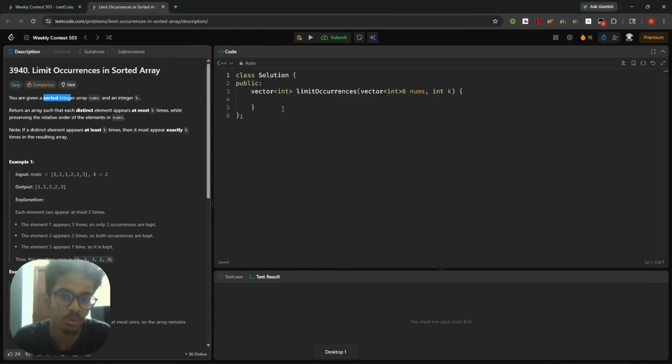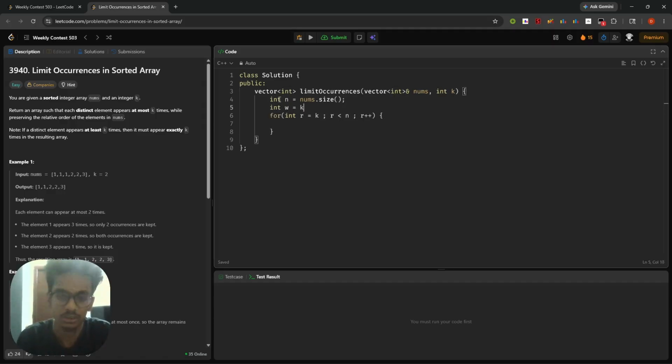So if I simply write a code for this, int n equal to nums.size and for int r equal to k, since we are starting to read from k, r less than n and r plus plus, right pointer is initially at k. If nums of read is not equal to nums of right minus k, that means you are supposed to write something on the right pointer, which is nothing but nums of r, and move right to the next position. Fine.